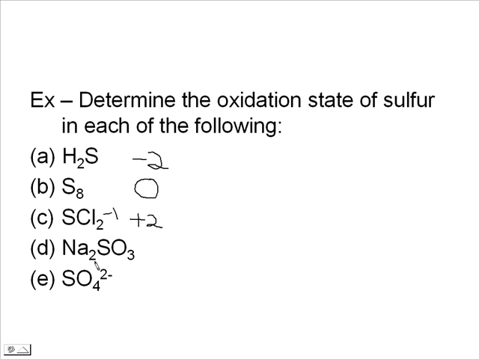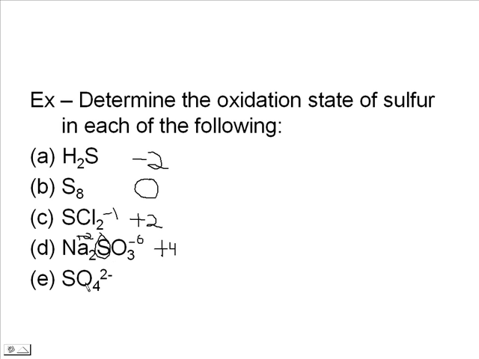Okay. Letter D, oxygen is minus 2, and there's 3 of them. So that means the oxygen part is negative 6. There's 2 sodiums. Those are both plus 1, so that's plus 2. And we have to get the whole thing to 0. So negative 6 plus 2 gives us negative 4. Therefore, the sulfur part, to get it back to 0, must be positive 4.